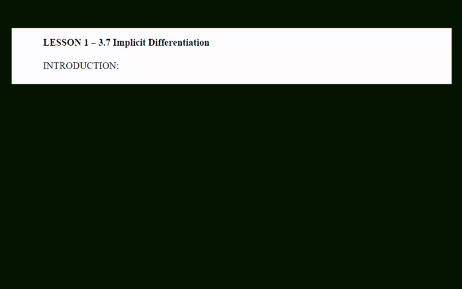This is Lesson 3.7, Implicit Differentiation. This is a new concept. We're going to start off with an introduction.